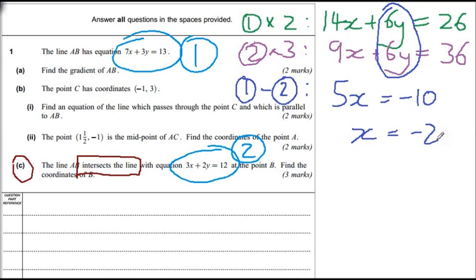Then once you've found that, you can put that back into one of your original equations, number 1 or number 2. Doesn't matter which one you do. Say you put it into number 2, if x is minus 2, then you're going to get minus 6 plus 2y equals 12. Then you just add 6 to both sides and divide by 2, so you get y equals 9. There you have it, that's your answer.